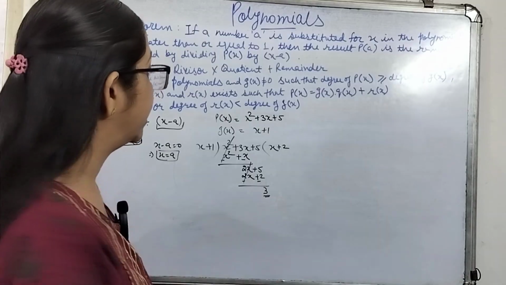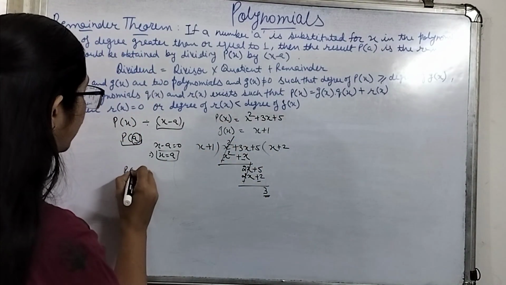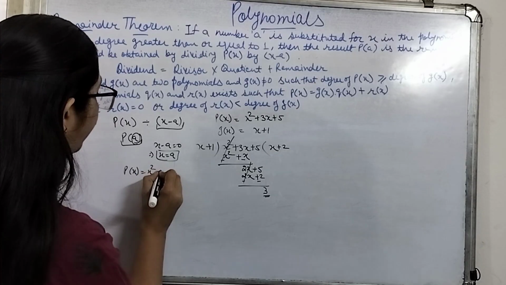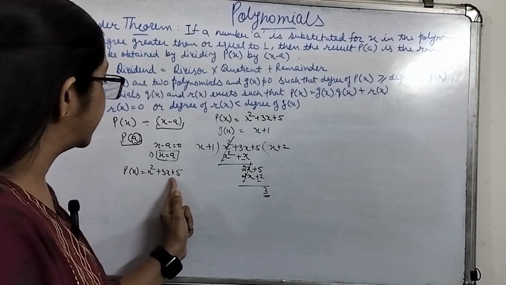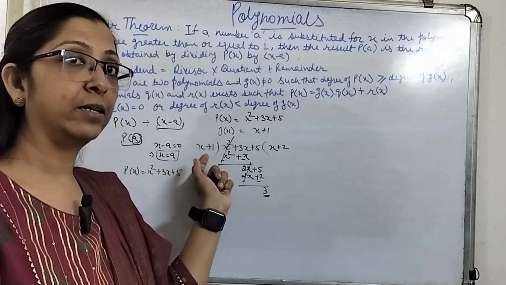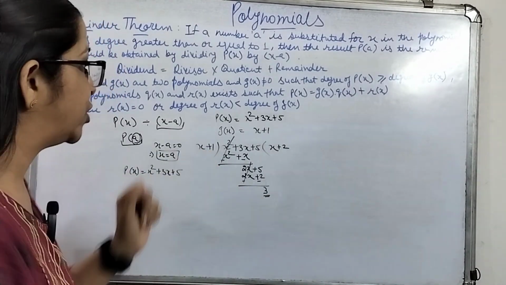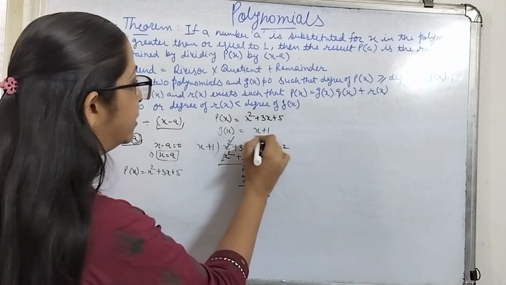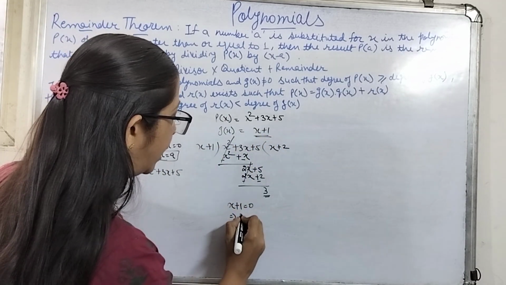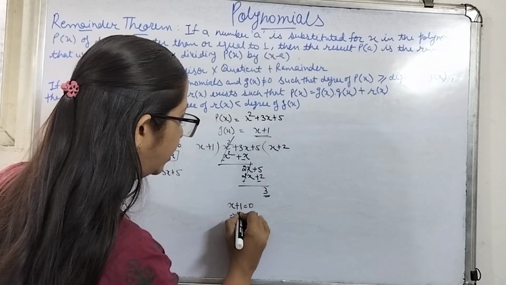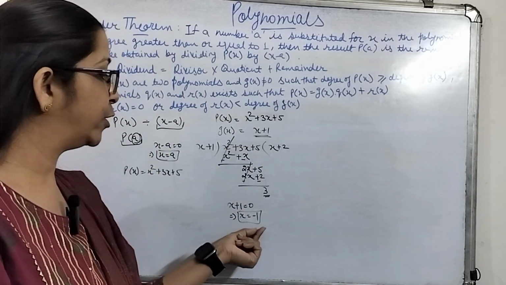And if we replace x in p(x) equal to x square plus 3x plus 5 by the zero of the divisor, then the value will be equivalent to the remainder. Just check it out. What is the zero of the divisor? If I take x plus 1 equal to 0, the value of x will be minus 1. That means the zero of the divisor is minus 1, x equal to minus 1.